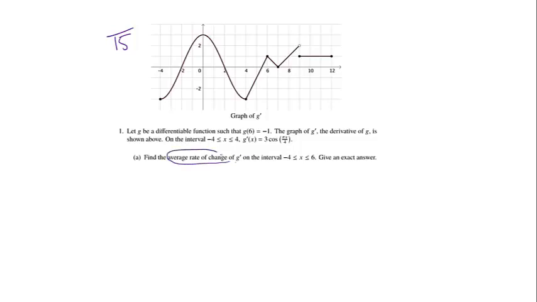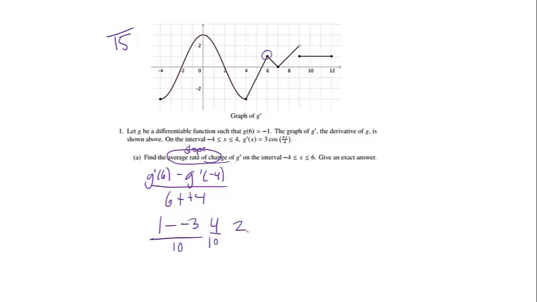Average rate of change, we know, is just simply slope: y2 minus y1 over x2 minus x1. So if I'm looking for g prime on that interval, we'll be doing g prime of 6 minus g prime of -4 over 6 minus -4. Then g prime of 6, we just look up 6 on the graph, and because this is g prime, it is 1, and then minus g prime of -4, which is -3 on the graph, over 10. So this is going to be 4 over 10, which is a fine answer, or you could put it as 2/5. You are going to get 1 point for that problem.